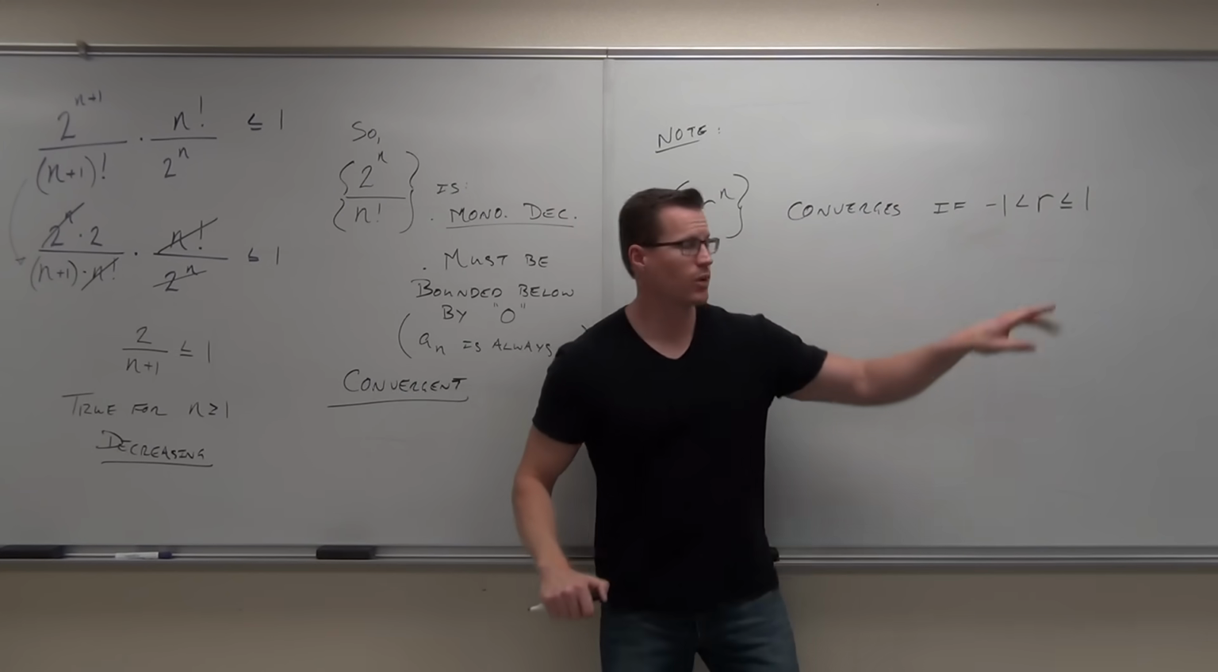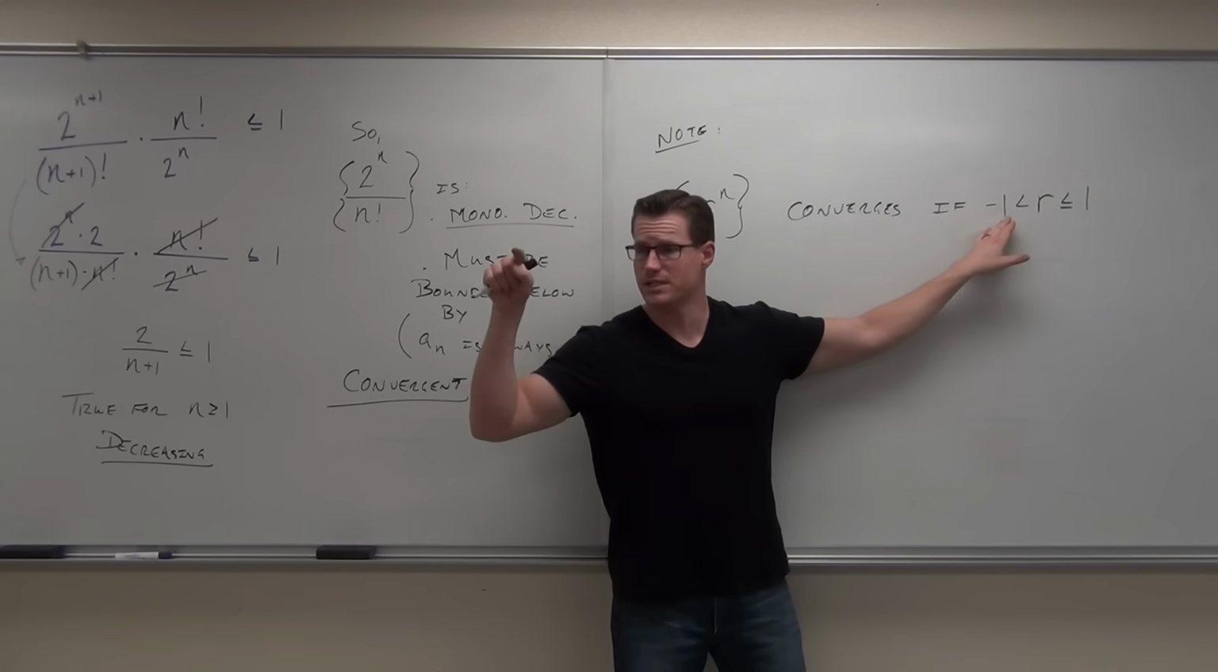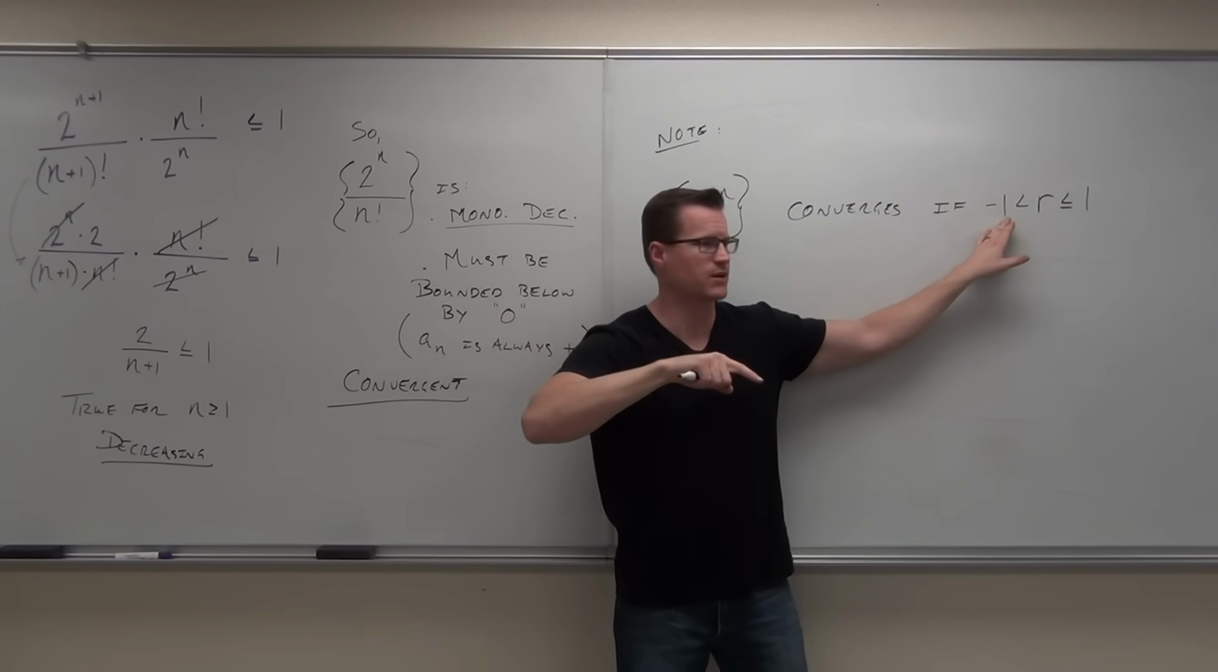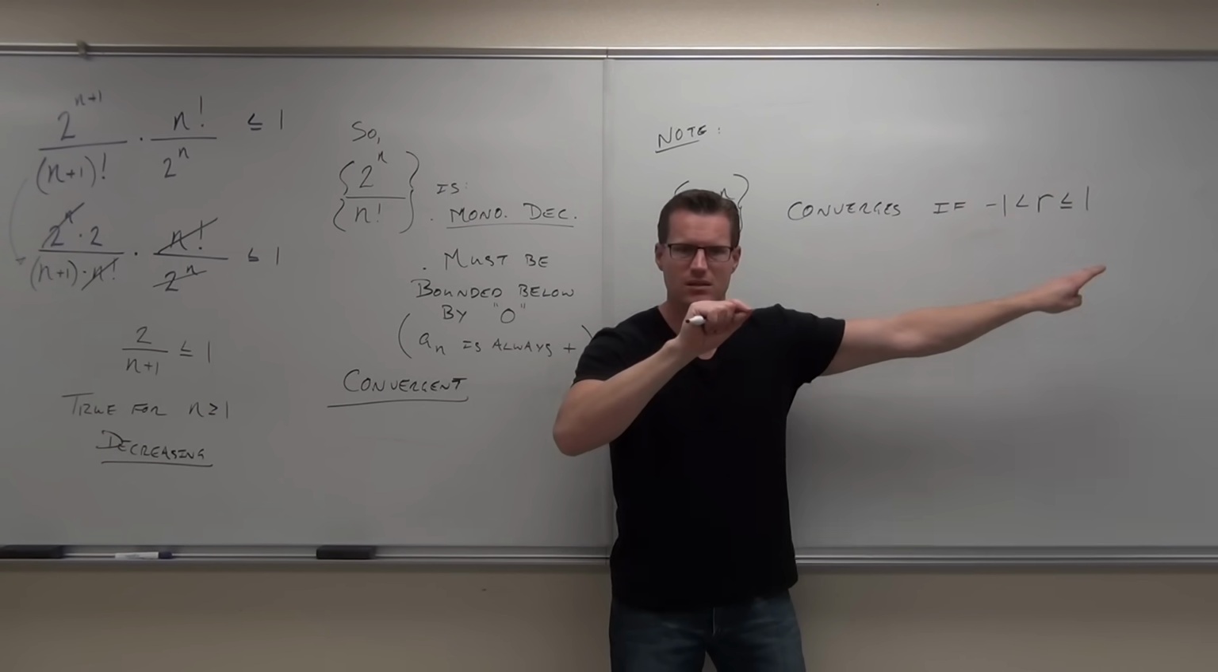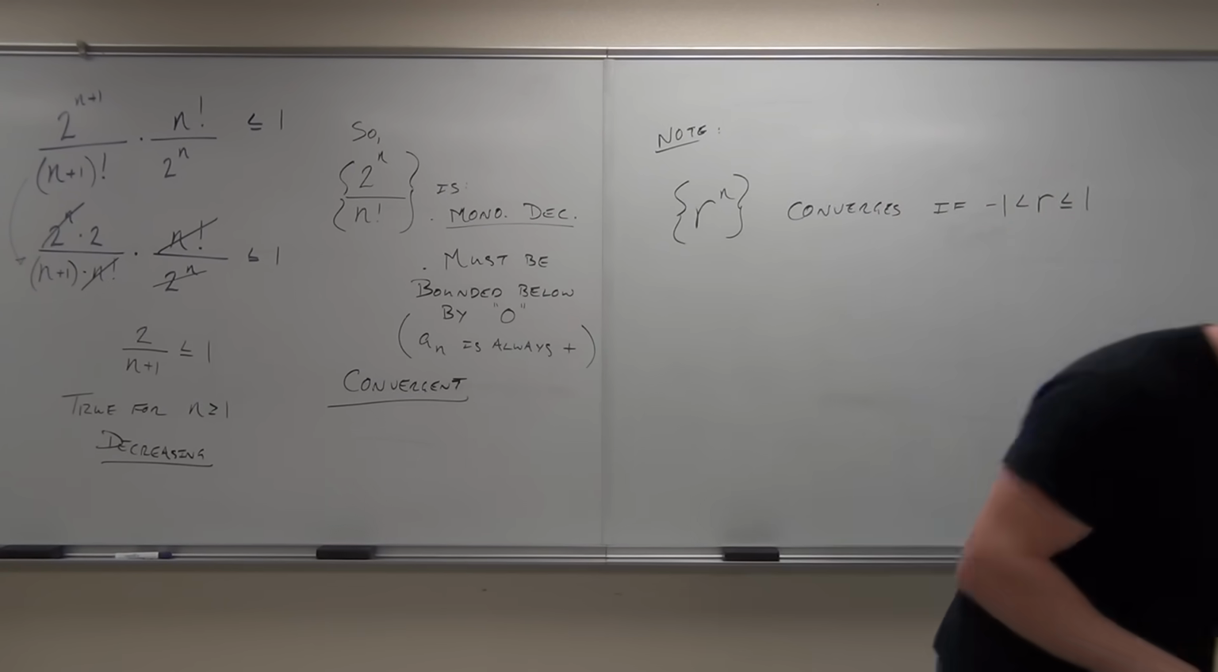The reason why negative 1 is not included is because the negative 1 we already did. Negative 1 to the n goes negative 1, 1, negative 1, 1, negative 1, 1. It never gets any closer. 1's there because it's always going to be 1. Does that make sense to you? Okay.